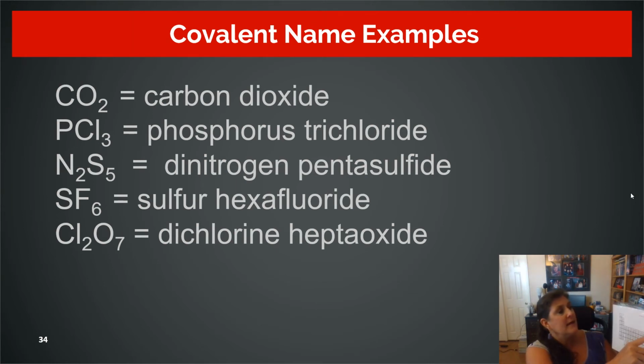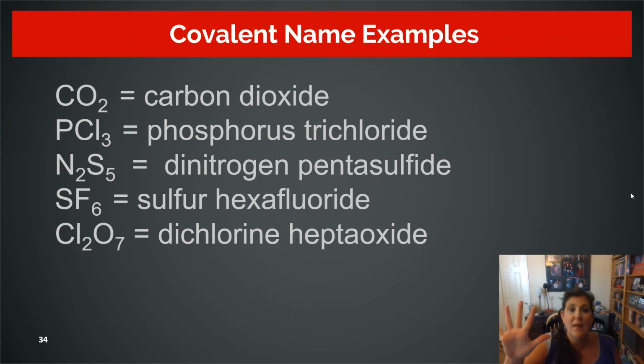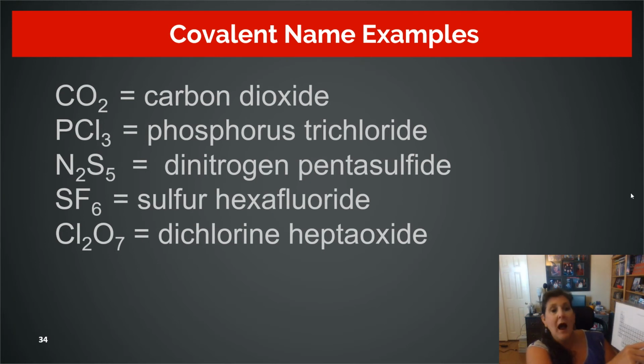N2S5. N is named nitrogen. There's 2 of them, so dinitrogen. S is named sulfur, so we change that to sulfide, and there's 5 of them, which is penta. So dinitrogen pentasulfide. Next is SF6, so sulfur, and then 6 is hexa. F is fluorine, so we change it to fluoride. Sulfur hexafluoride.